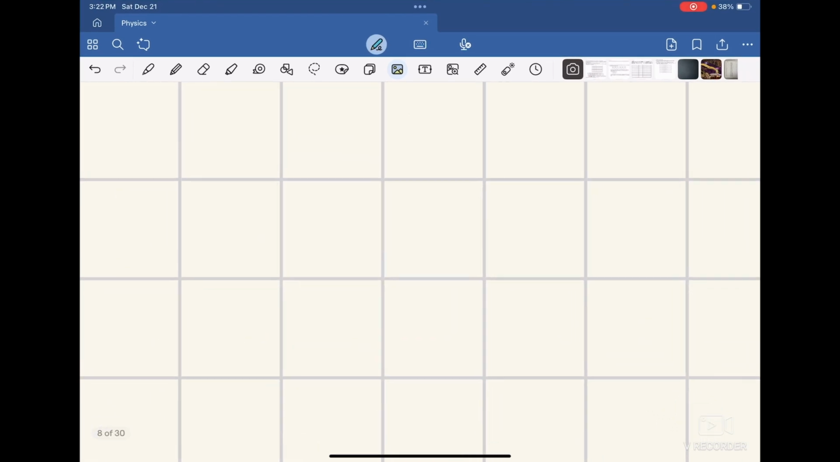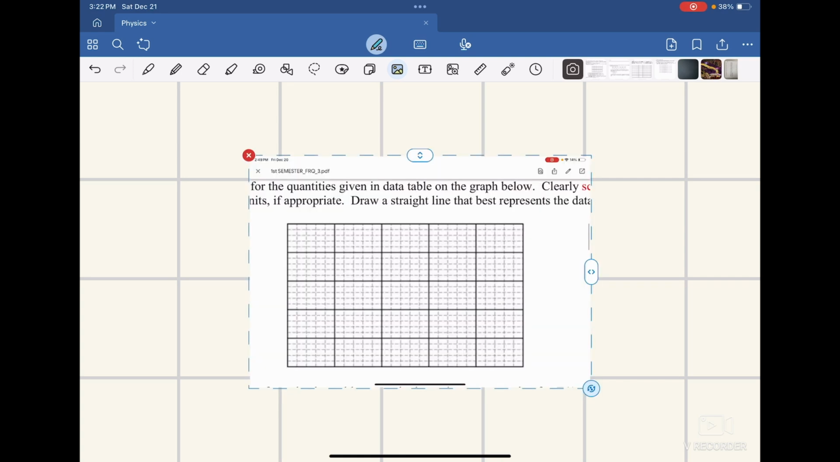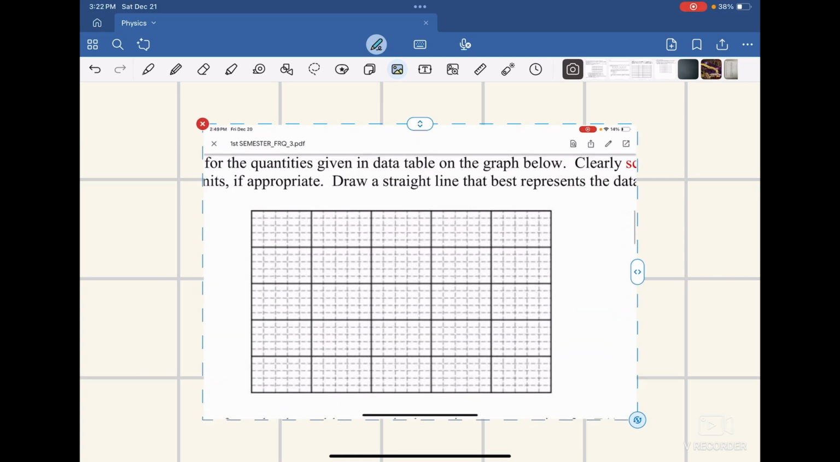Hello, Mr. Long. This is FRK number 3, part 8. We are asked to plot the data points for the quantity given in the data table, right? I'll bring out this graph, and this is part 8.